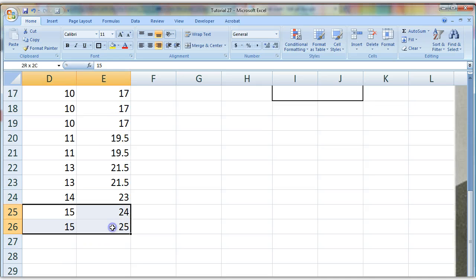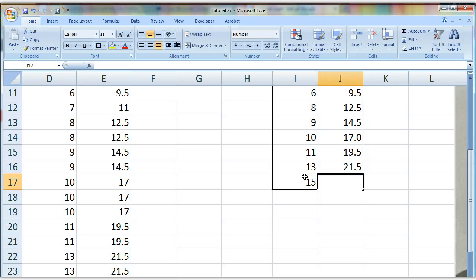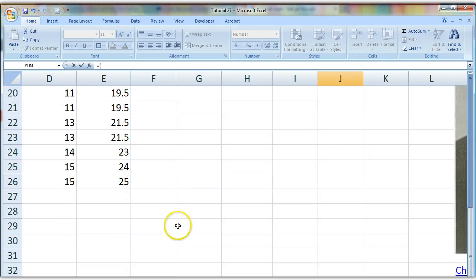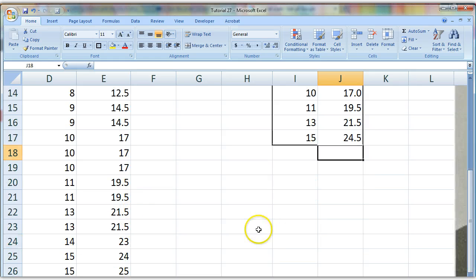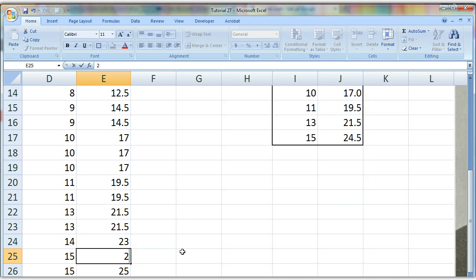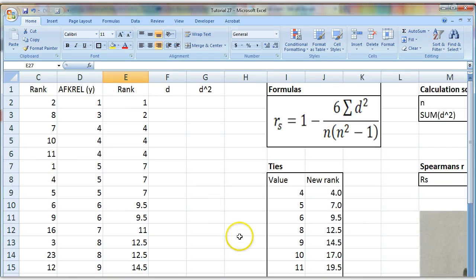And finally, two people with a value 15 there. So we go equal to a parentheses 24 plus 25. Oh, dear God. And we got to exchange their values there, so we write 24.5. Excellent. Okay, now we've compensated for the fact that we have ties in our data set, so it looks like this.